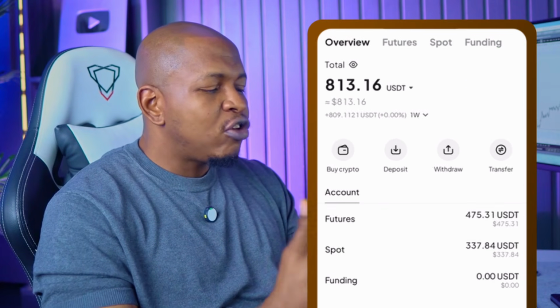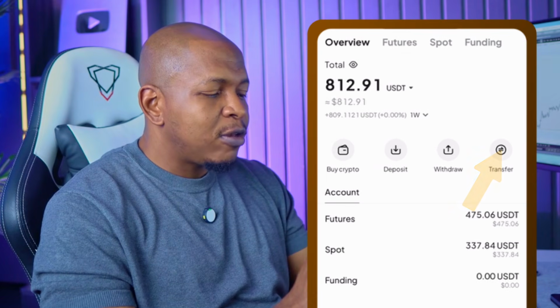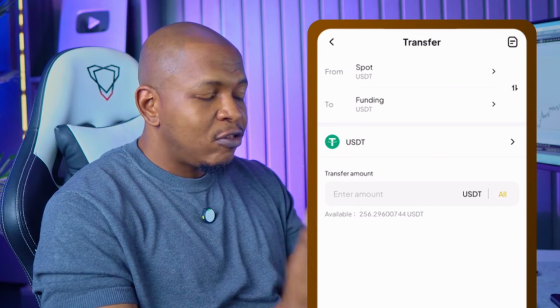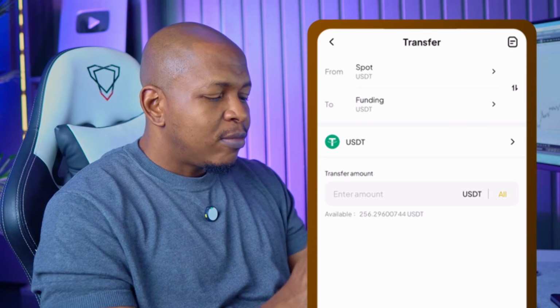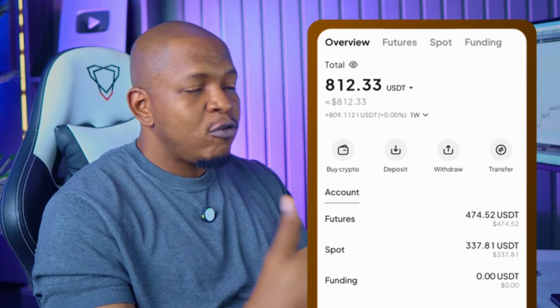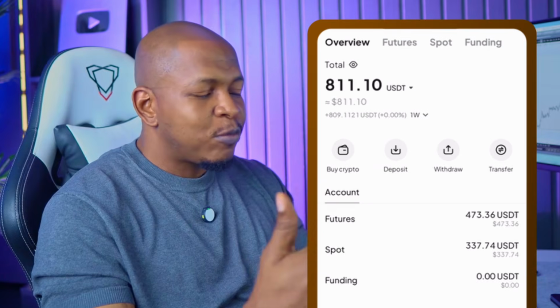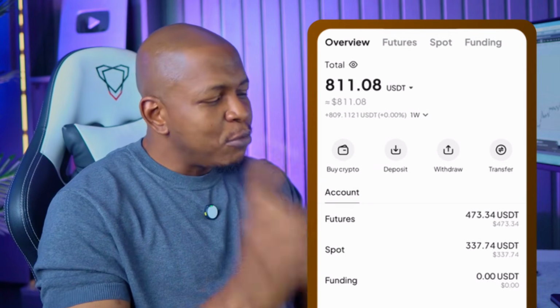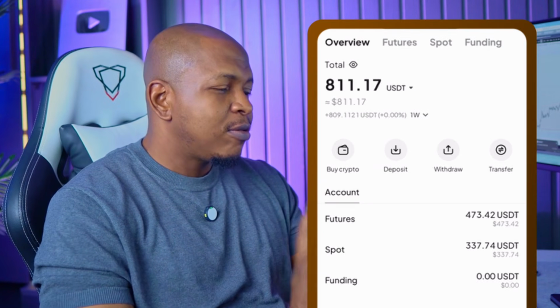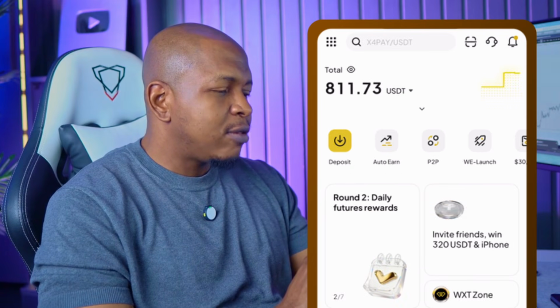Now, if you want to trade futures, simply use the transfer button to transfer money from wherever it is to your futures. The same thing goes for spot. If you want to trade spot, transfer it to your spot. When you make profits, simply move that money to your funding account. Okay, now let's go back to the home.